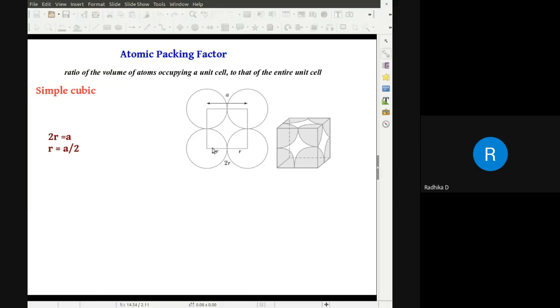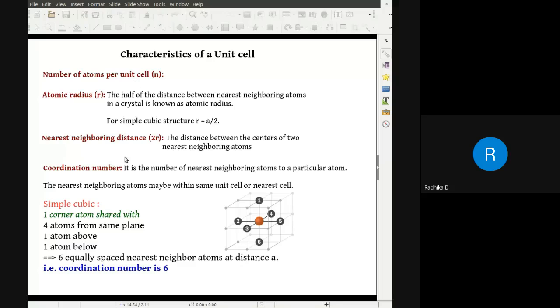If I bring it here in 3 dimensions, that square, this bottom portion you're seeing as r plus r, is actually the side of the cube, or the lattice parameter A. So A is equal to 2r. The nearest neighboring distance between the atoms is equal to twice the radius of the atom, or the radius is equal to half of the distance between the nearest neighboring atoms. Okay, so we got the two definitions.